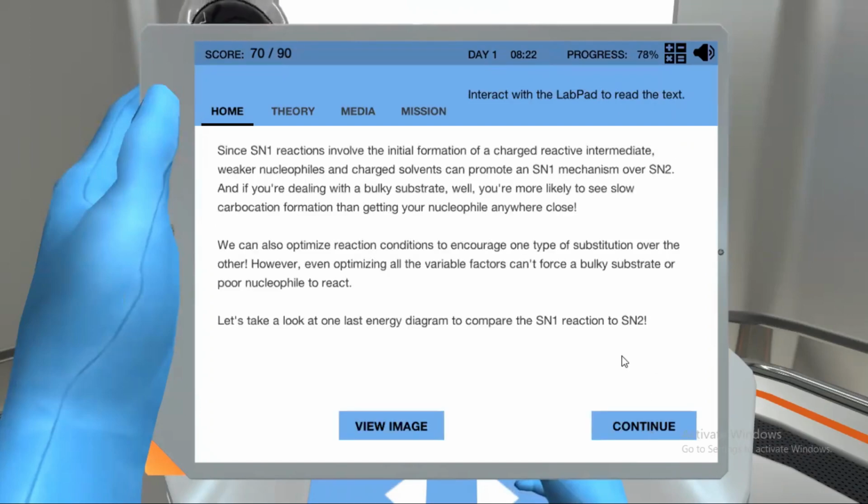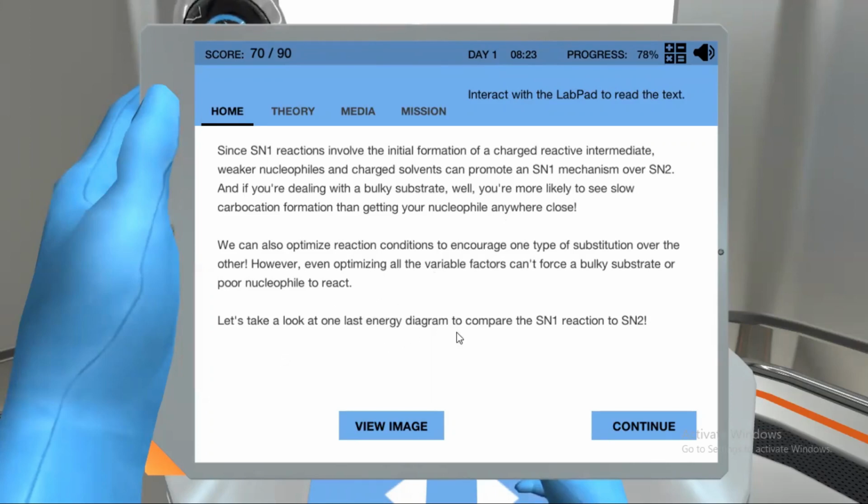Since SN1 reactions involve the initial formation of a charged reactive intermediate, weaker nucleophiles and charged solvents can promote an SN1 mechanism over SN2. And if you're dealing with a bulky substrate, you're more likely to see slow carbocation formation than getting your nucleophile anywhere close. We can also optimize reaction conditions to encourage one type of substitution over the other. However, even optimizing all the variable factors can't force a bulky substrate or poor nucleophile to react.